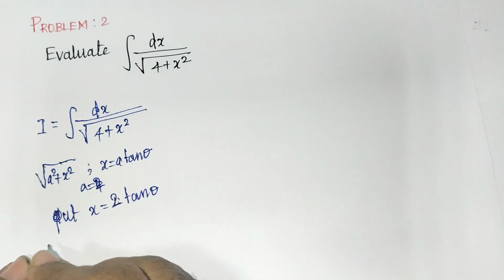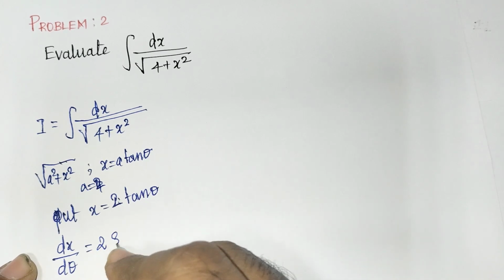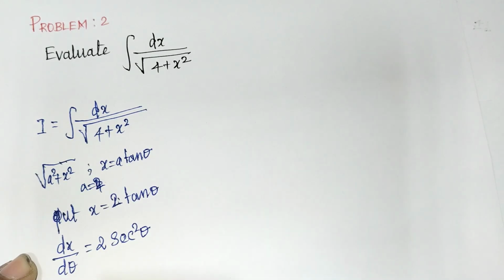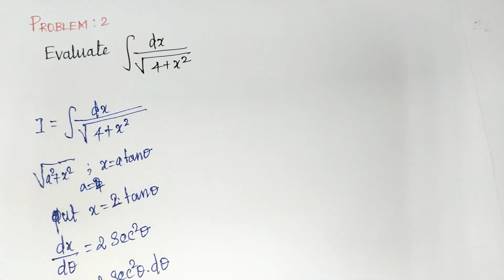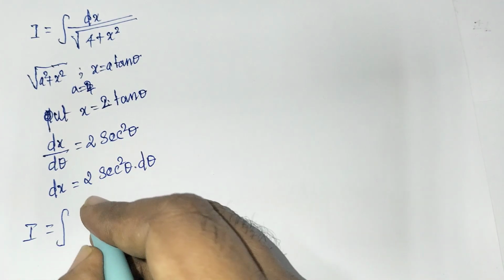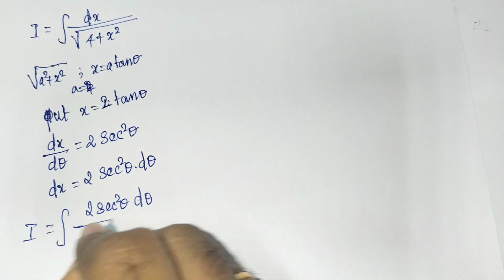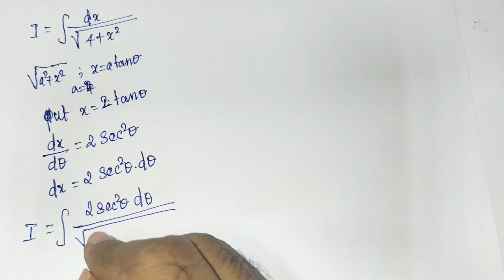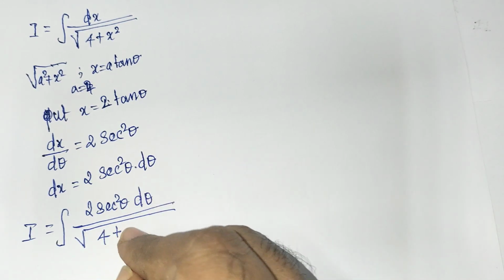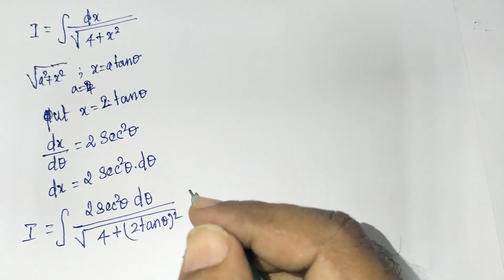Okay, and differentiate this term: dx divided by d theta equal to 2 into the differentiation of tan theta, which is secant square theta. So I'll write dx equal to 2 secant square theta d theta. Okay, now I will replace in our integral: integral equal to dx, I will replace 2 secant square theta d theta divided by square root of 4 plus x, which will be 2 tan theta whole square.